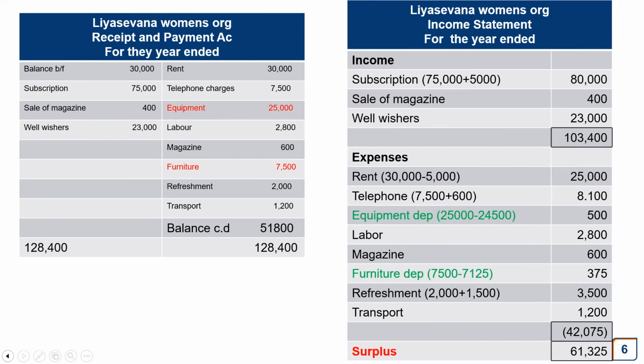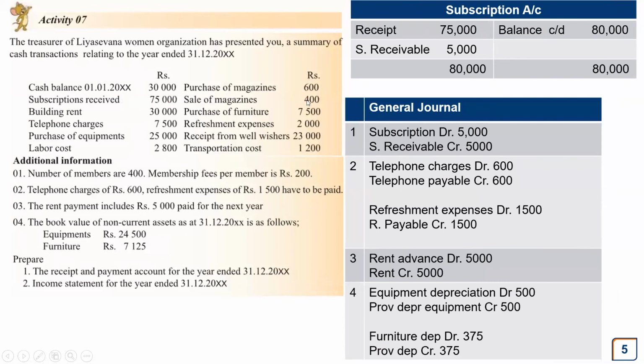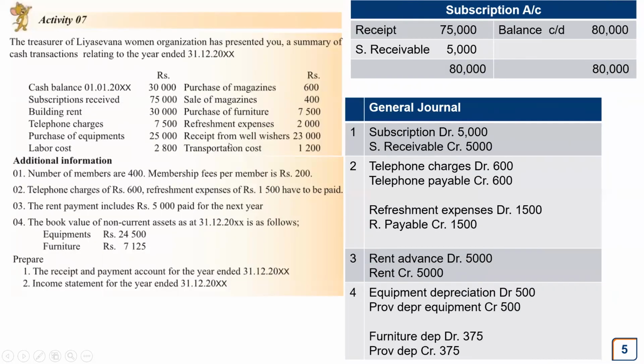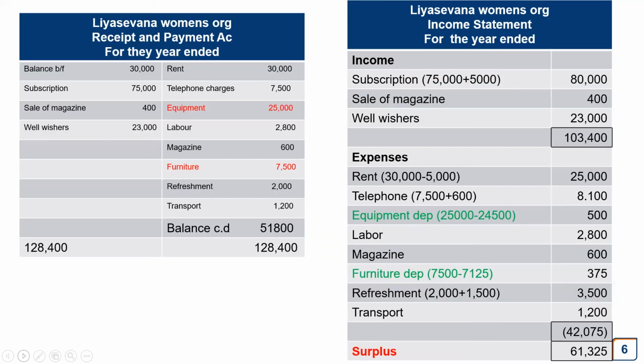Right, I think I missed one. That was the sale of magazines 400, right? So the sale of magazine 400, we have to write it as well as in the income side, you have to write that 400. Later on, there's also a receipt from the well-wishers 23,000. Since it is a donation or a receipt, we write that we got the money, so we write it in the receipt and payments account. And since it's an income, we write it in the income statement.